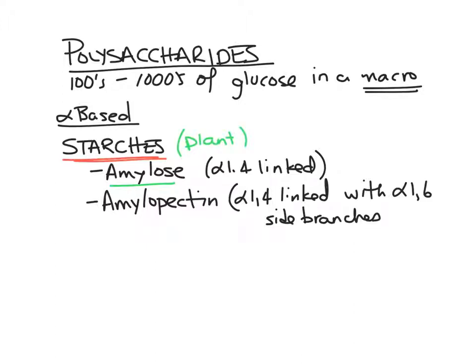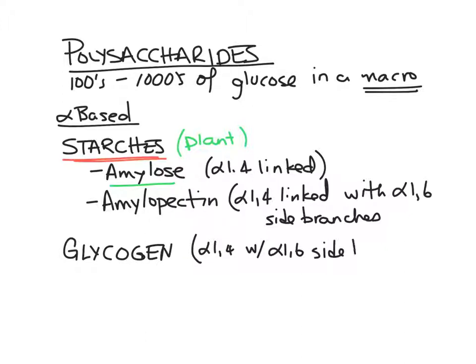And then you have energy stored in your animals, and that's our glycogen. And in humans, for instance, we store it in our liver and our muscles. And it's very similar to amylopectin. It's alpha 1,4 with alpha 1,6 side branches. And those side branches are much more prevalent in glycogen. It happens almost every 10 glucose molecules. So the 1,6 branches are more prevalent than in amylopectin. So glycogen is animal, and mostly animals store it.